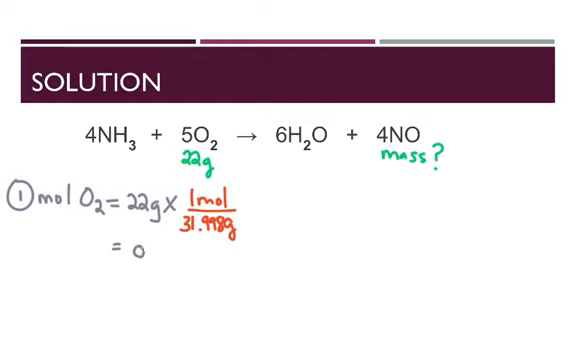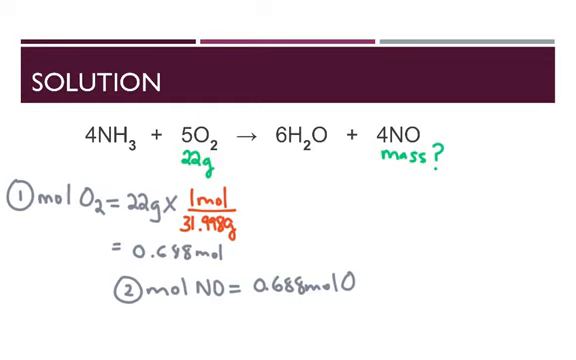So our math will give us 0.688 moles. We now have moles of oxygen. Having moles of anything is golden because once you have moles of one thing, you can find the moles of anything else. And our goal, of course, is NO. So that's exactly what we do in step 2. In step 2, we're going to find the moles of NO using the moles of O2.